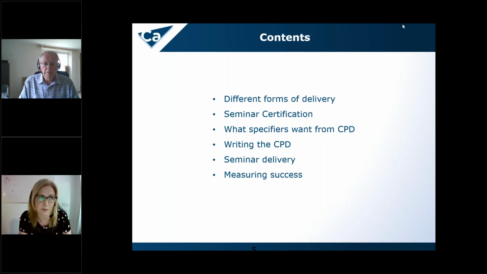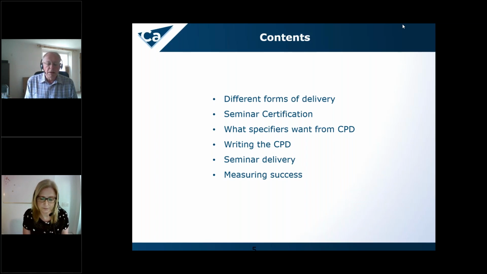So specifiers are going to be much more open to being offered solutions to their problems rather than just being walked through a product brochure, essentially. Yes, and the standard presentation of a product brochure, which unfortunately happens so often, can be quite tedious, I think, from what I've seen with these.